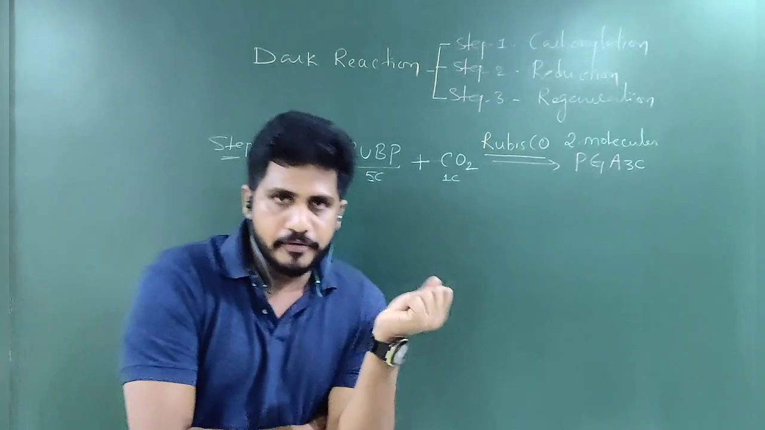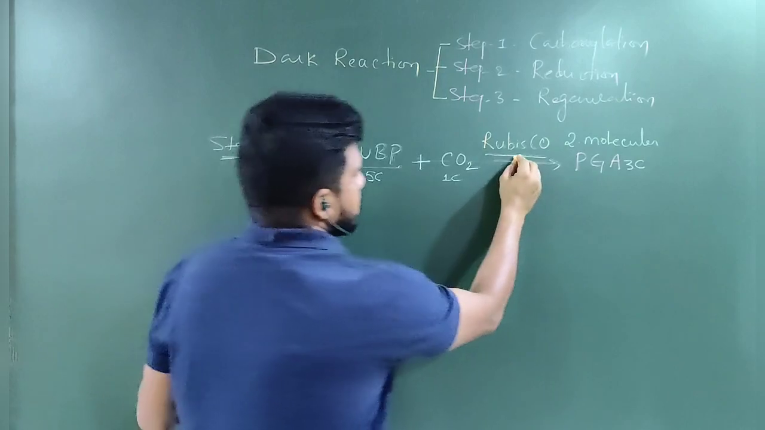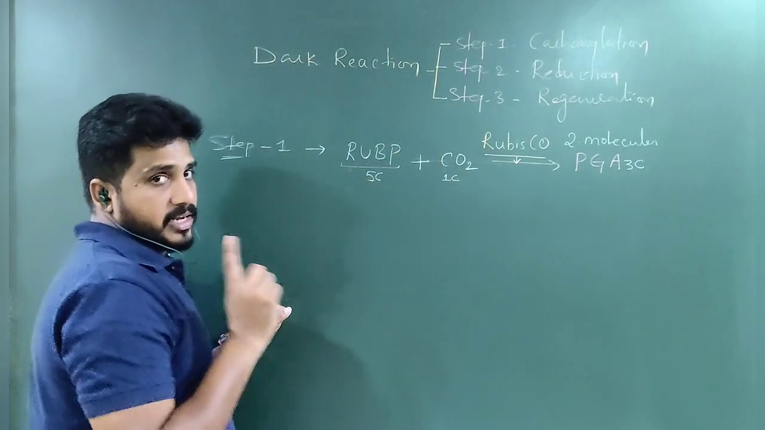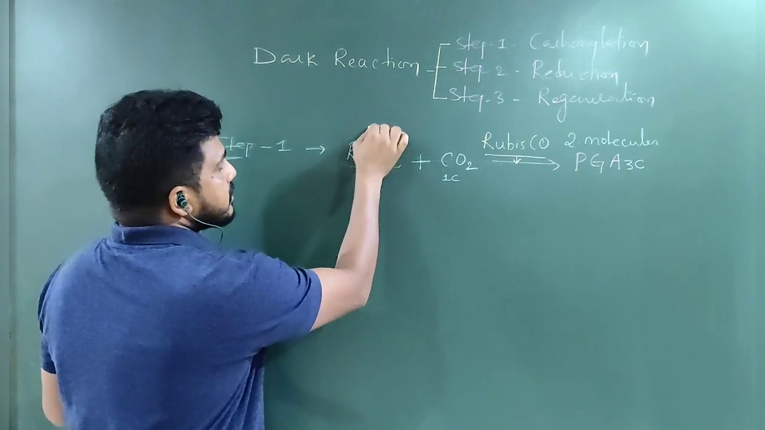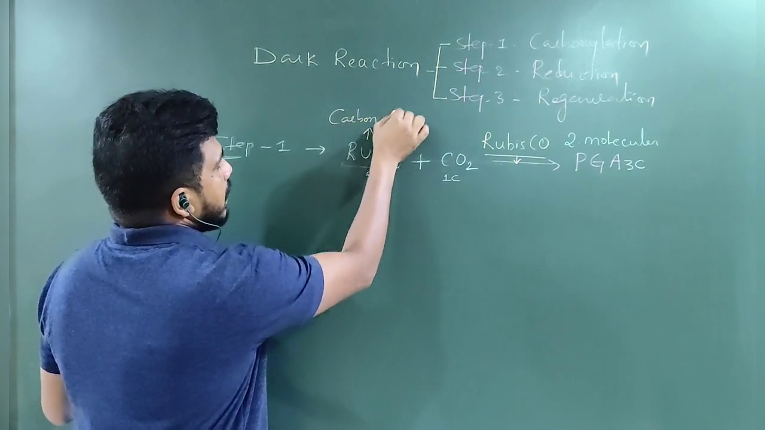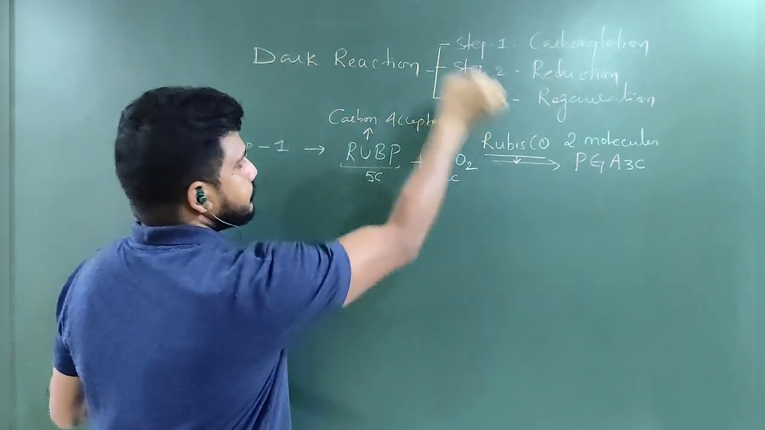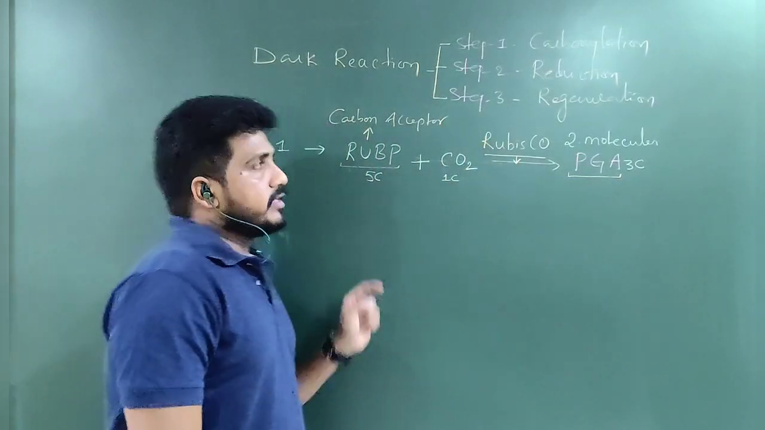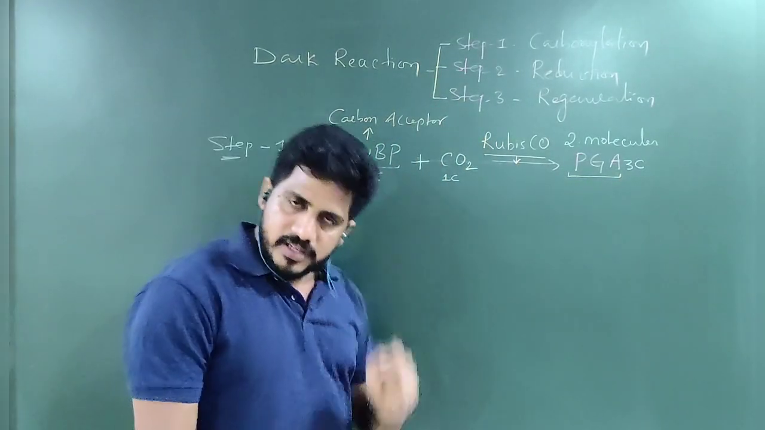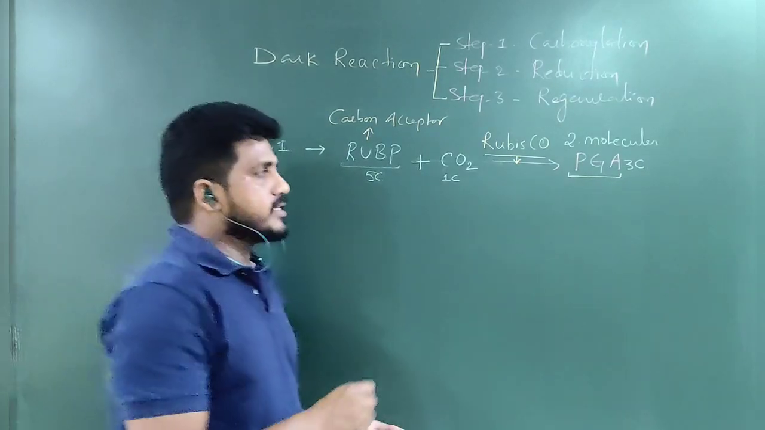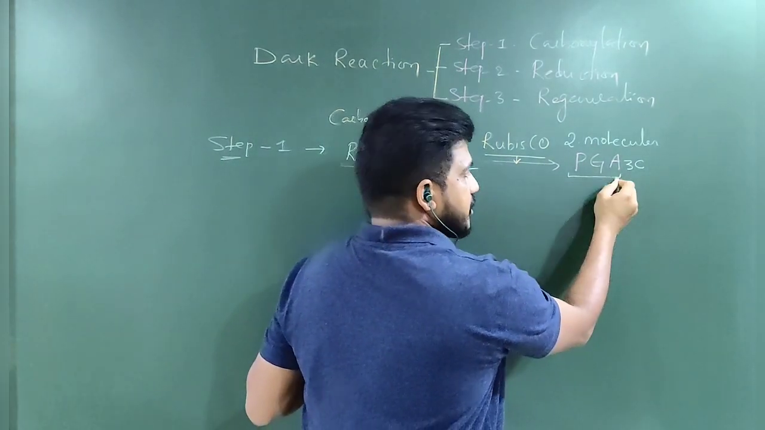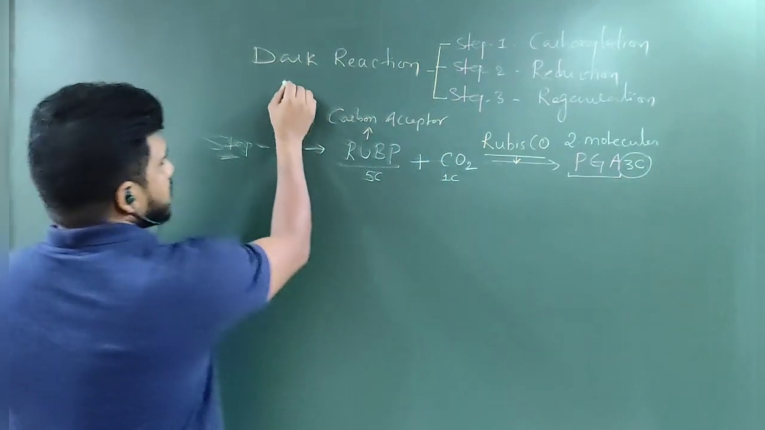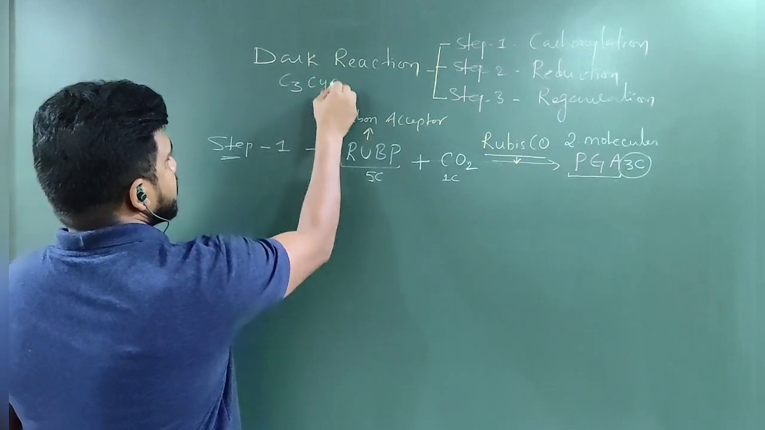Enzymes are derived from protein. This enzyme action takes place so that carbon is accepted by the carbon acceptor. I repeat, RUBP is the carbon acceptor. Clear? Then what is the product? Phosphoglyceric acid. In the dark reaction, the very first stable product is PGA, phosphoglyceric acid, which is 3 carbon. That is the reason the dark reaction is also called the C3 cycle.